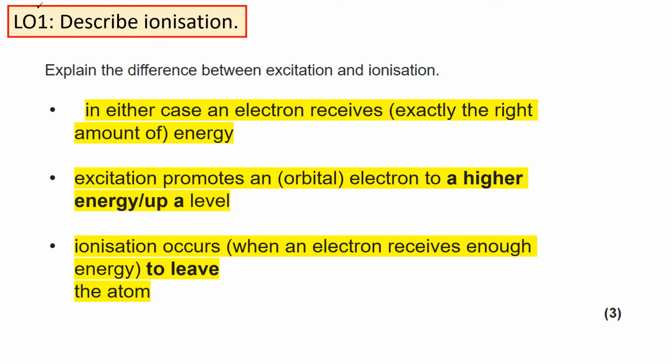So, in either case, an electron receives the exact amount of energy that it needs. However, during excitation, the electron simply moves up an energy level, whereas during ionization, the electron completely leaves the atom.